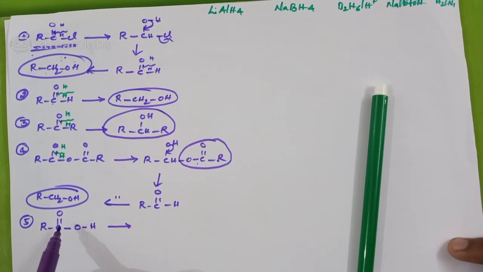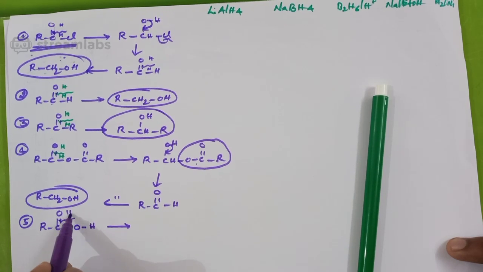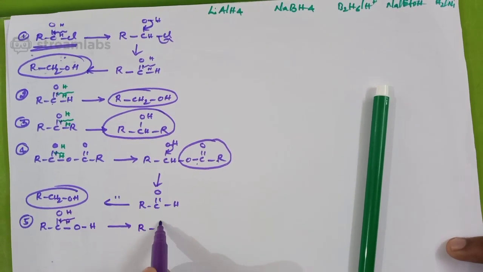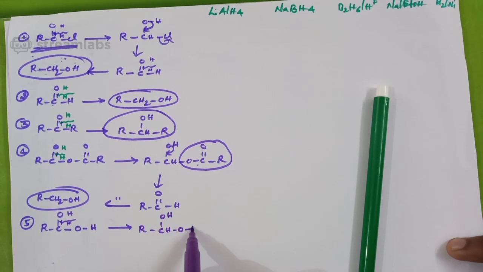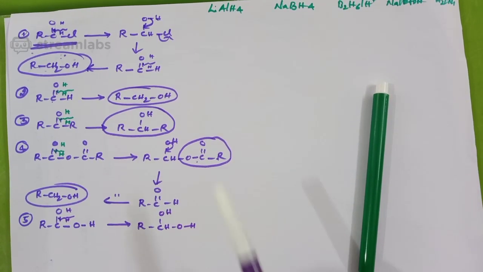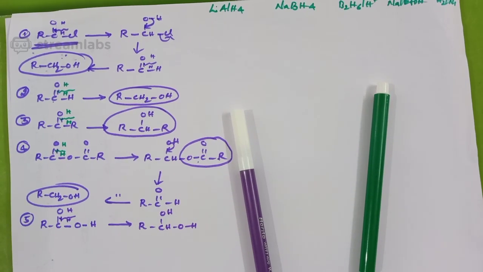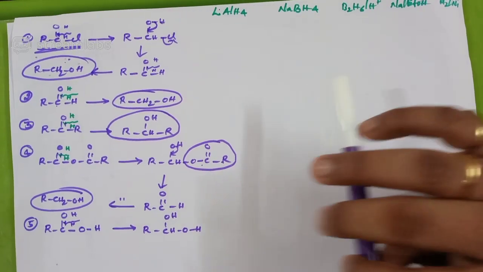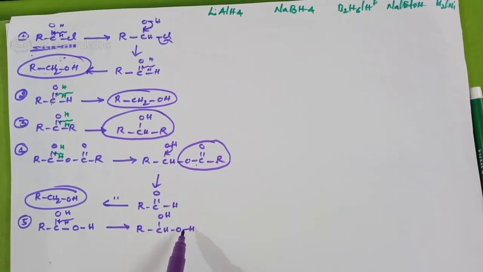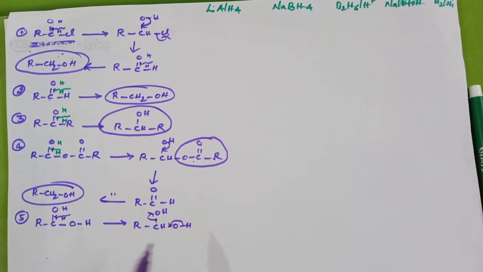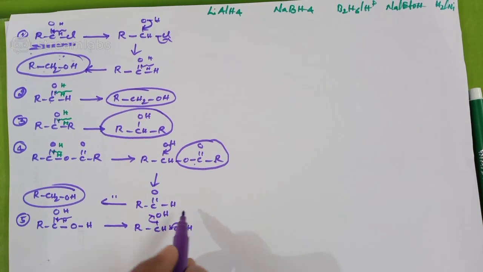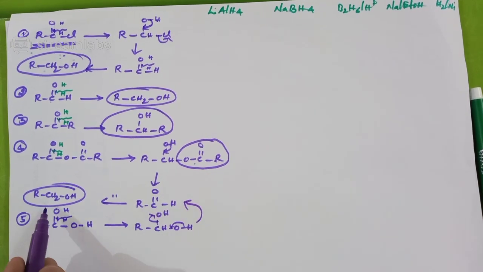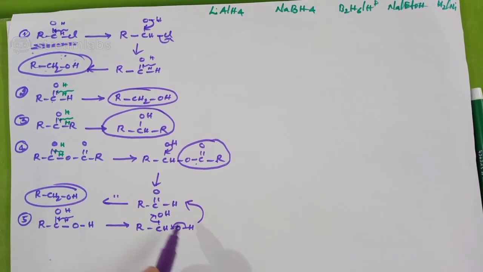Now here this group involved in reduction, it gives RCH(OH)2. So now this carbon having two OH groups, again same, H2O removed, and it gives aldehyde. Okay, so this aldehyde gives again alcohol, same as previous concept. So this part is same.